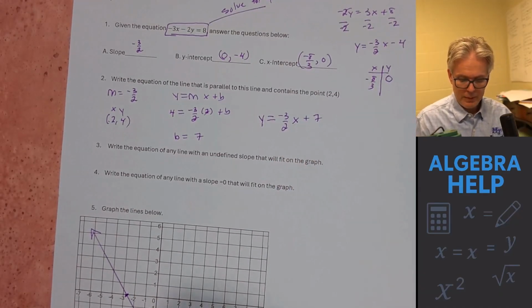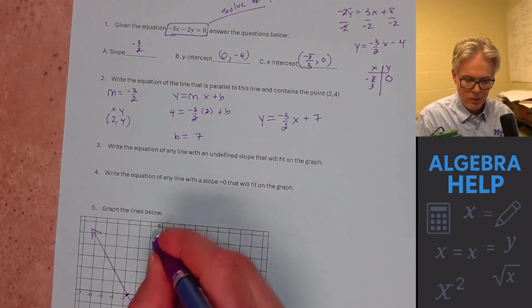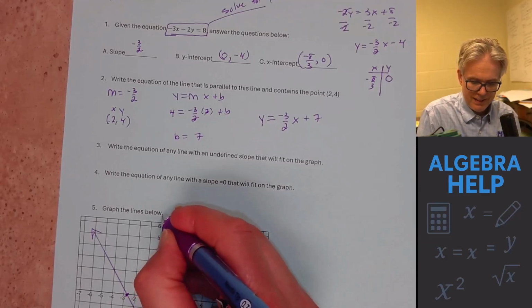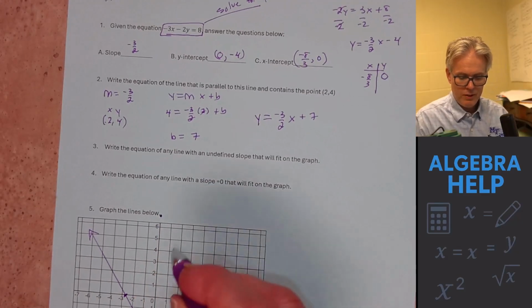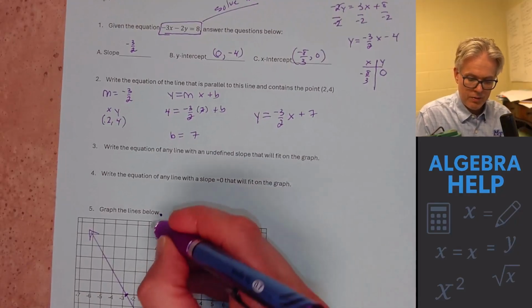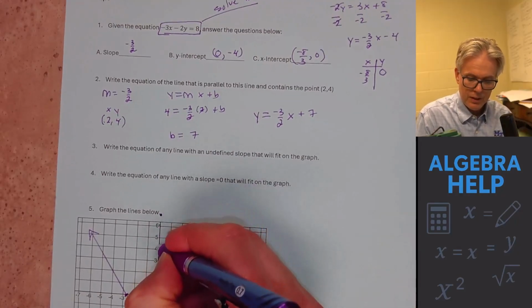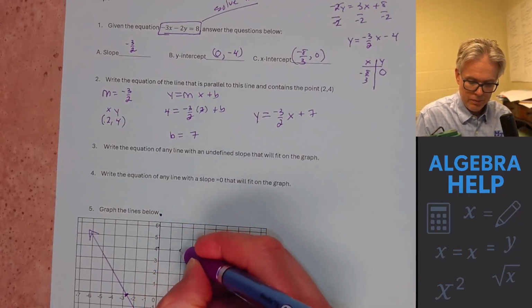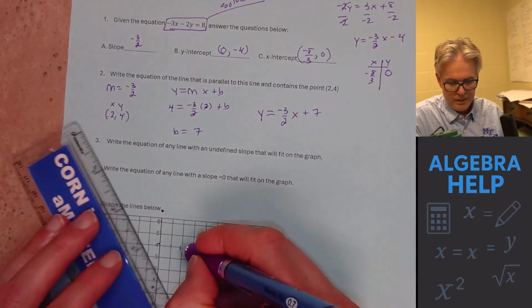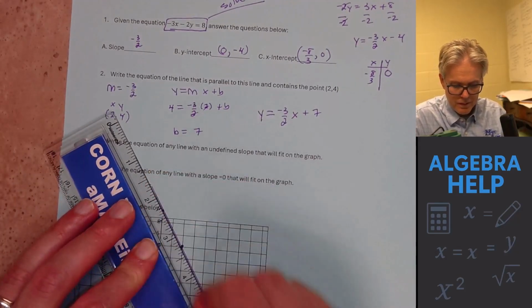So let's see if we got that. So I'm going to go ahead and graph that. Oop, it's not going to quite fit right there. We'll call that 7. And then I'm going to go down 3. So 1, 2, 3 over 2. 1, 2. There we go.